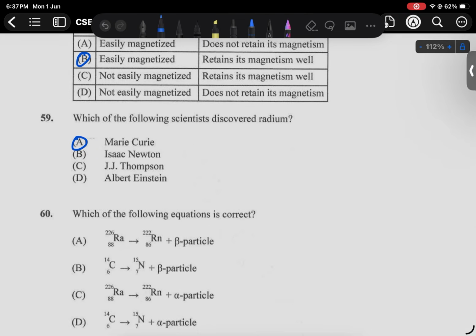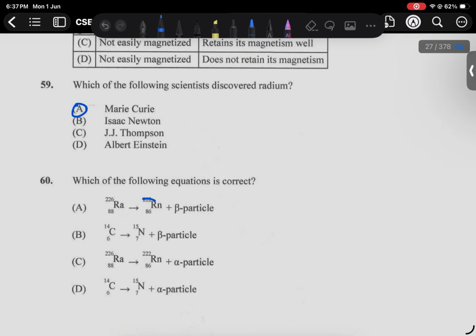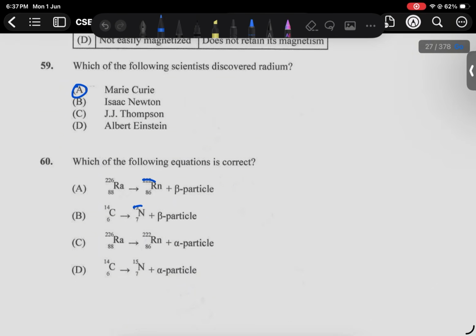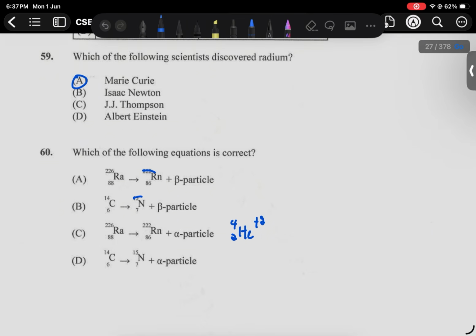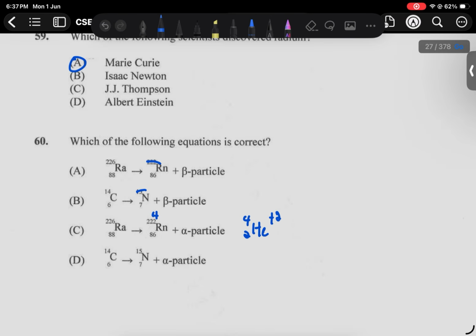If it was beta, there'd be no reduction in mass. Alpha is a positive helium nucleus that has a charge of plus 2. So it loses a mass number of 4 and it loses 2 protons as well. So it would have to be C.